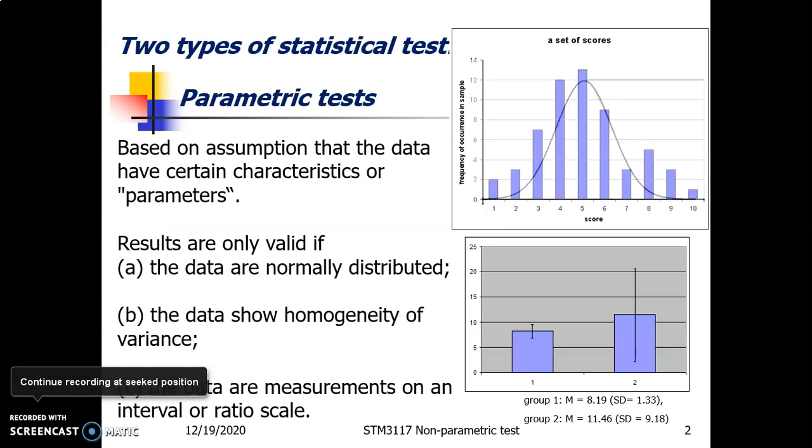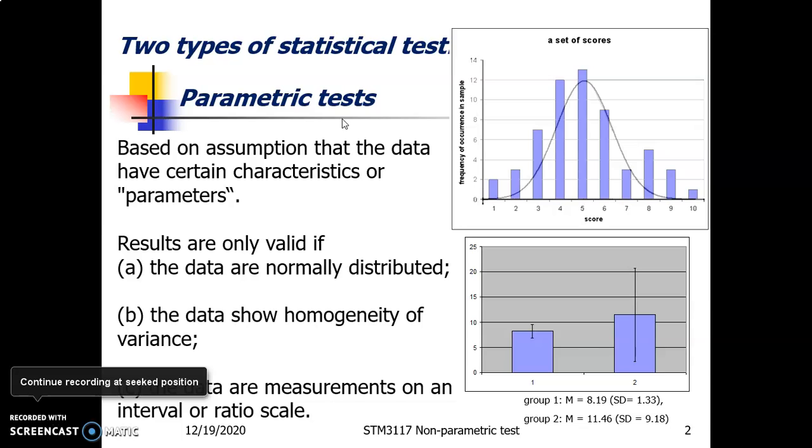Macam sebelum-sebelum ni, we have done statistical analysis on parametric tests such as ANOVA, t-test, Pearson correlation. So that is all parametric tests, okay? Because they are normally distributed, they are homogeneous, and the measurements are on interval or ratio scale, okay? So basically, when all these assumptions are met, we will use parametric tests.